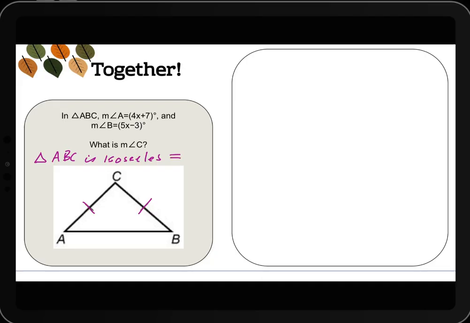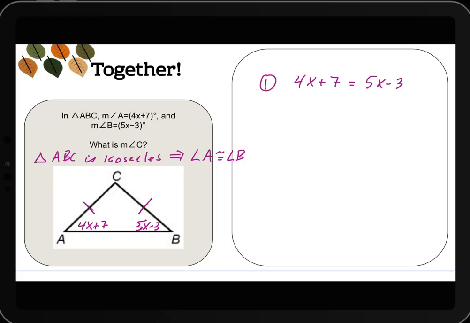So that implies that angle A is congruent to angle B because those are the base angles. A is marked here, B is marked here, those two expressions. So in step number 1, we're going to find the value of x. To do that, we know that 4x plus 7 is going to equal 5x minus 3.